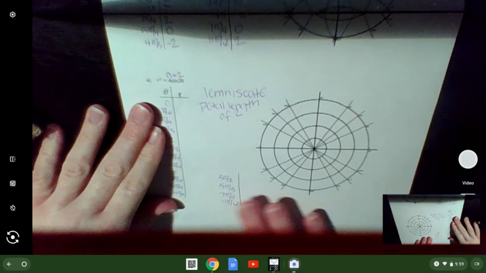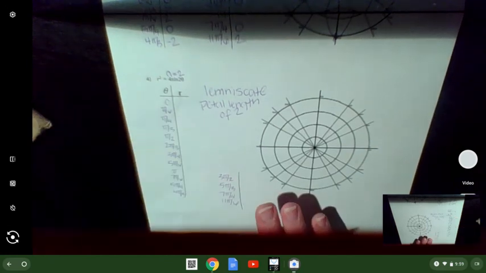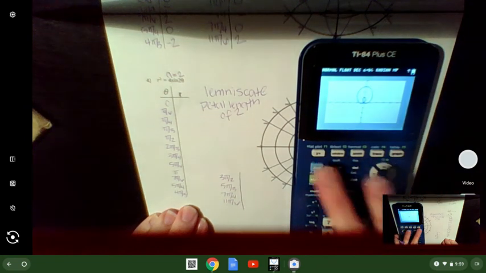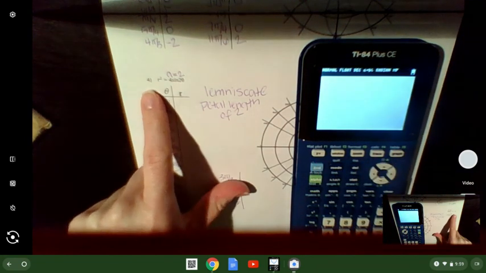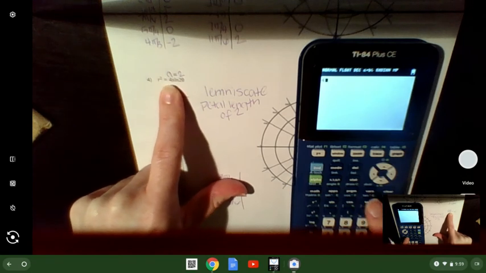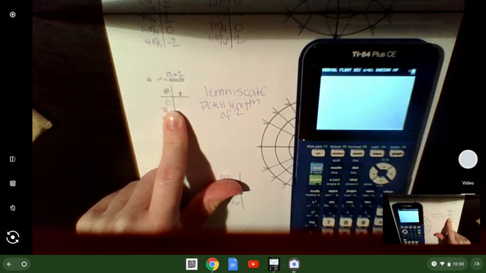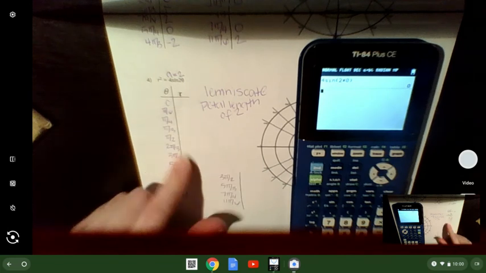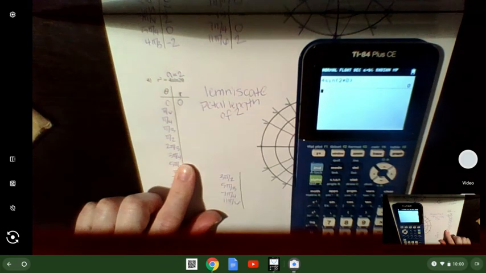Again, I already identified all my special coordinates, but I wanted to talk through plugging these ones in together. So here we go. I can't do anything with the R squared right now, so I'm going to just type in 4 sine of 2 times theta, which is 0, and I get 0. Now, keep in mind, this is not R. This is R squared. So in order for me to come up with R, I'm going to have to square root it. Well, the square root of 0 is 0.